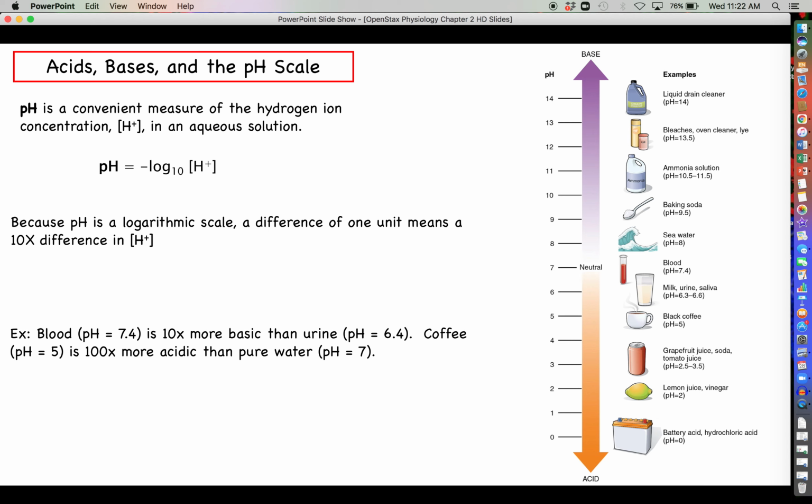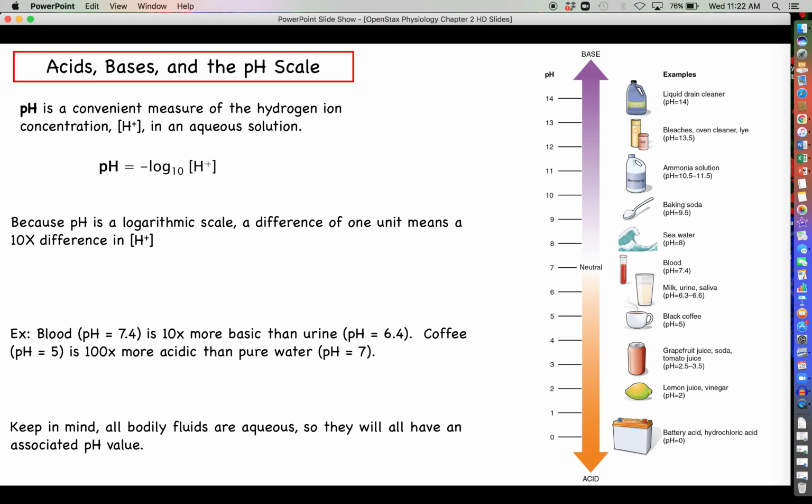Neutral meaning that there is no clear advantage between hydrogen and hydroxide ions. But for this comparison, since coffee and water are 2 pH units apart, that indicates a 100-fold difference in the concentration of hydrogen and hydroxide ions. Coffee has 100 times the concentration of hydrogen ions. Pure water has 100 times the concentration of hydroxide ions.